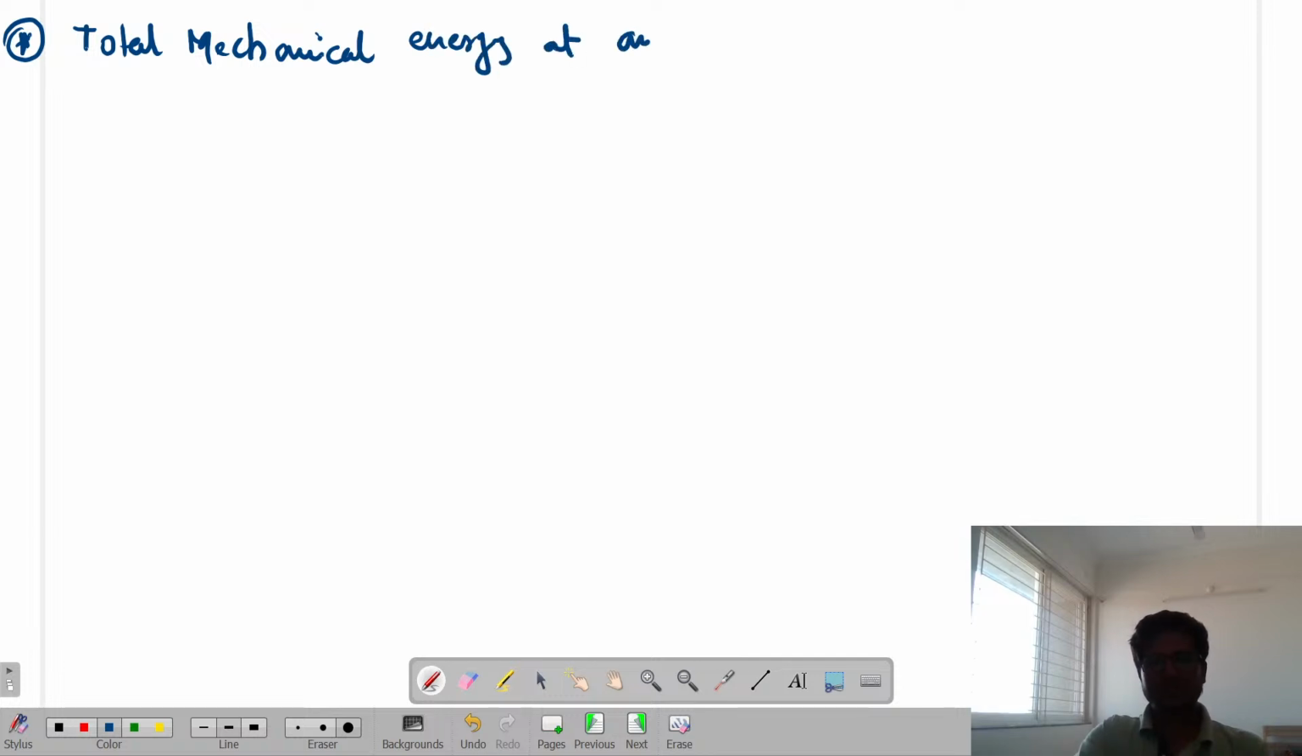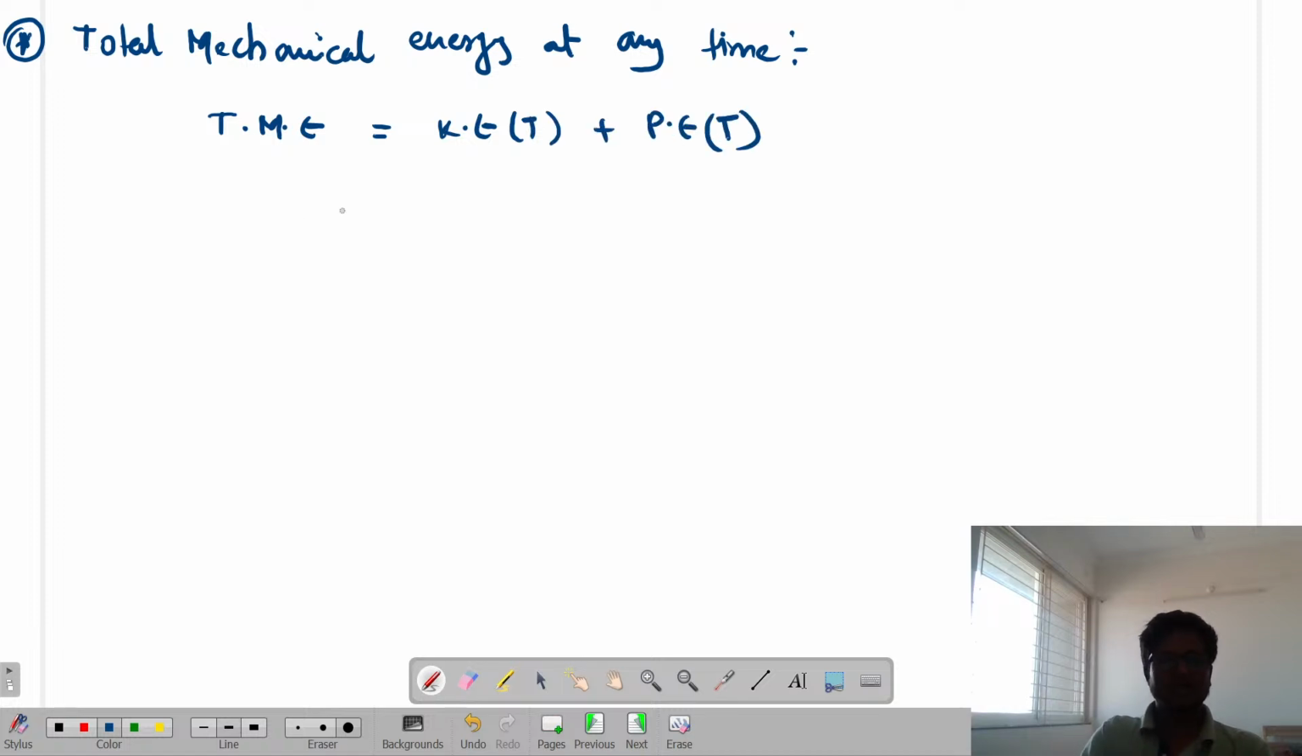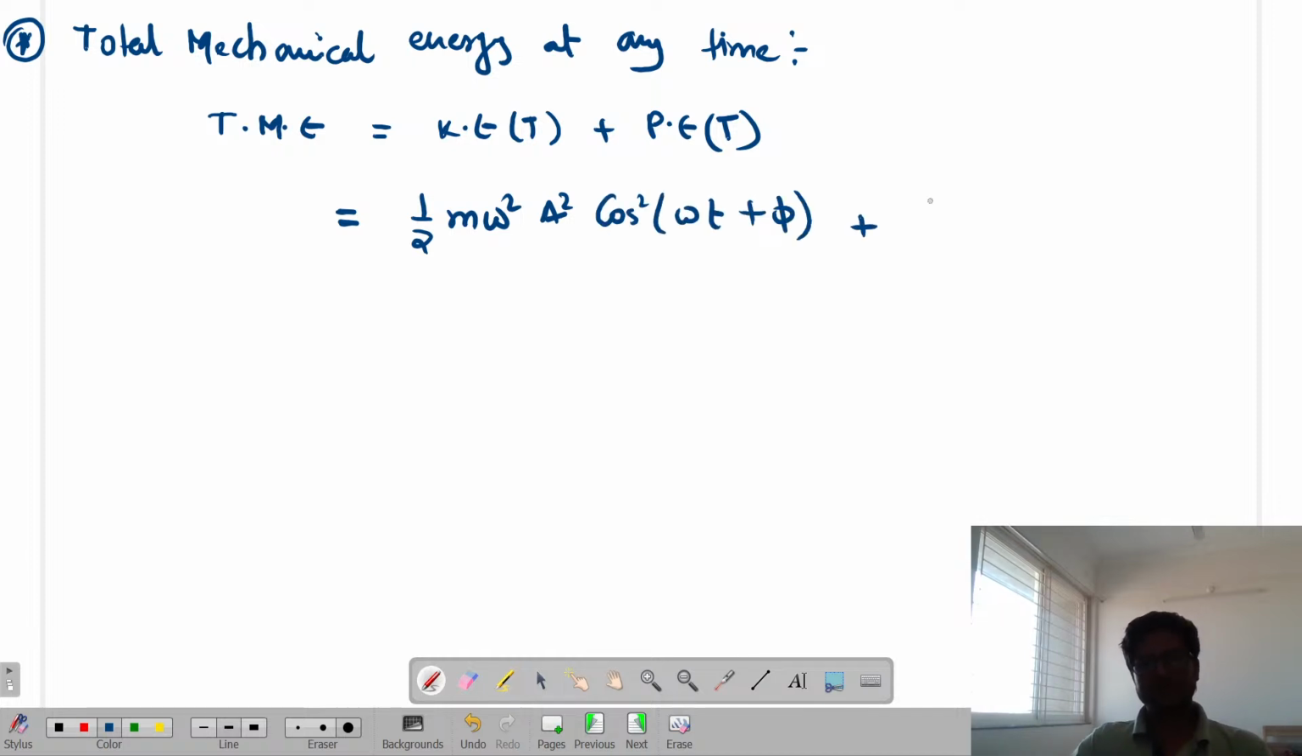At any time, the total mechanical energy will be what? It is just the sum of kinetic energy at that time plus potential energy at that time. Is that clear or not? Kinetic energy in terms of the time-dependent equation is half m omega square a square cos square (omega t plus phi), and the potential energy at that time is half m omega square a square sin square (omega t plus phi).